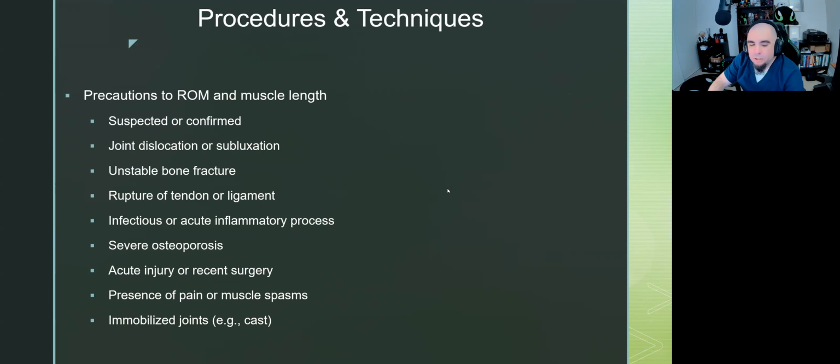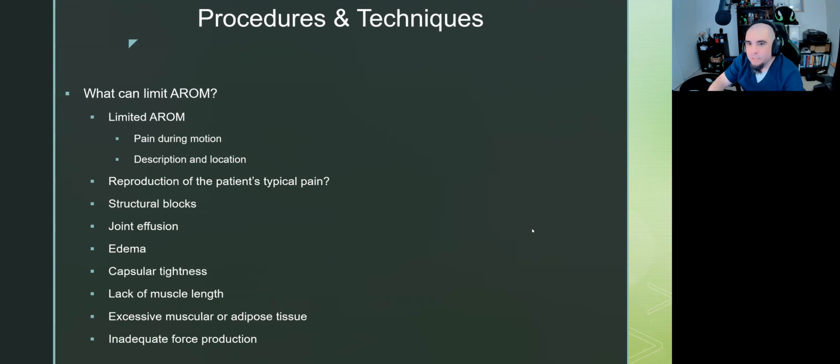For procedures and techniques, just make sure that we've got none of these that cause us problems, suspected or confirmed problems with the muscle, joint dislocation or subluxation, unstable bone, rupture of tendon, infectious or inflammatory process, severe osteoporosis. All of this will be in that documentation when we see the patient.